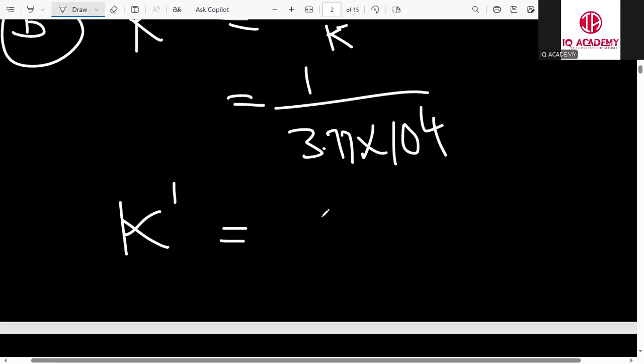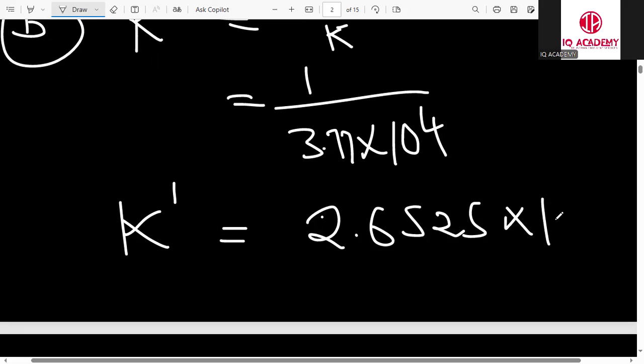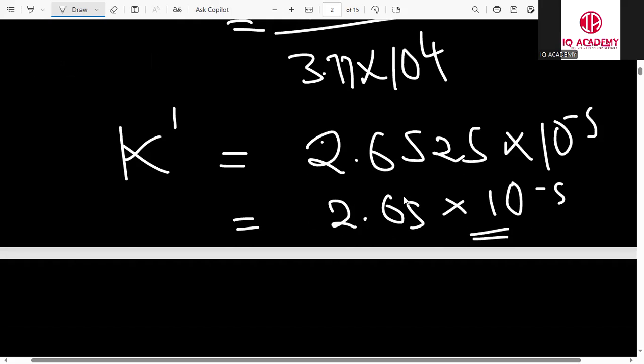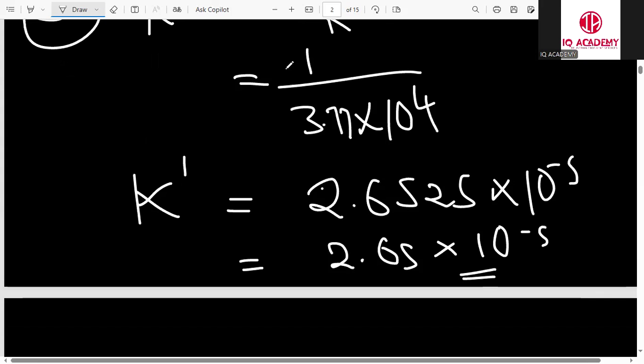Okay, when I punch it into my calculator, I'm getting 2.6525 multiplied by 10 to the power minus 5. You can put this to 3 significant figures: 6.5 multiplied by 10 to the power minus 5. Okay, so this is the equilibrium constant for the reverse reaction.